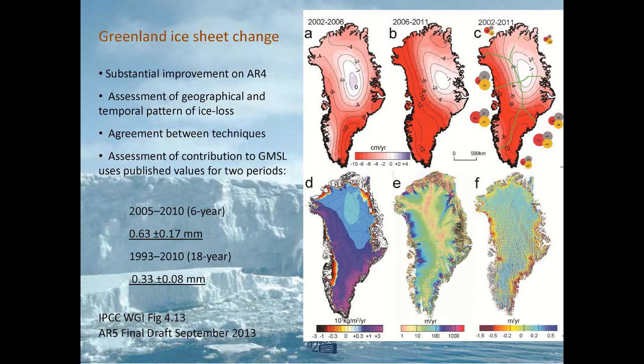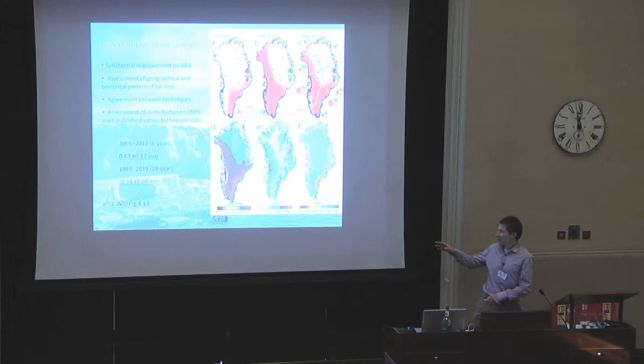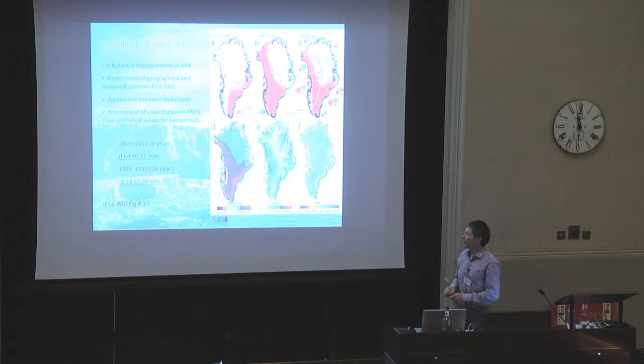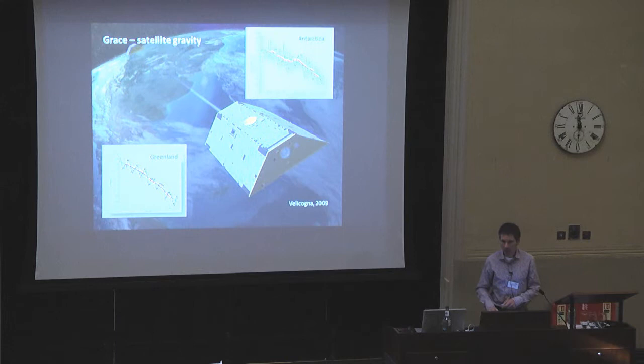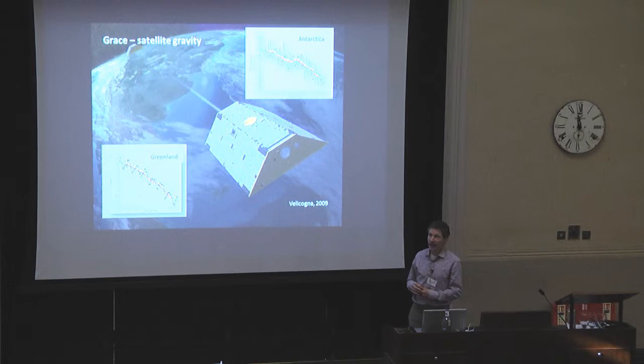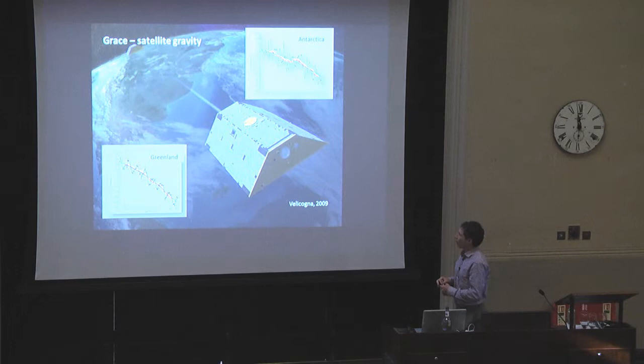And these are the numbers for an 18-year and a six-year period. And you can see, apparently, that there's something like a doubling in the mass loss in Greenland between the 18 years and the last six. And I want to say something about how much we should be bothered about that, or what that's telling us about the system.